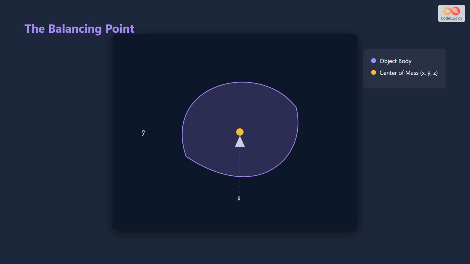Visually, the center of mass is the unique point where the object would perfectly balance if you placed it on a pin. For a uniform object, this is just the geometric center, also known as the centroid. However, if the object is denser on one side, the center of mass will shift towards that heavier side, as shown in this diagram.